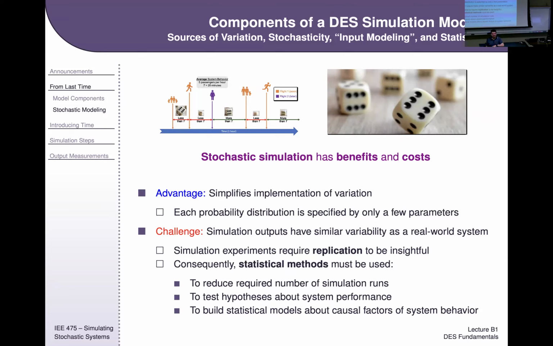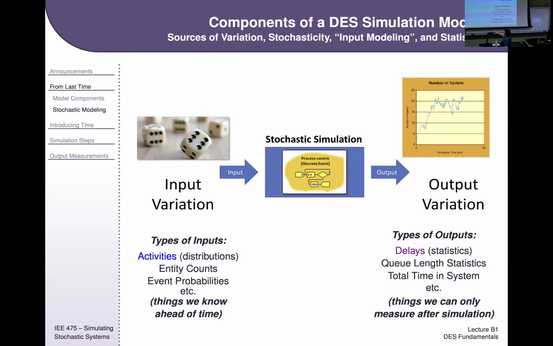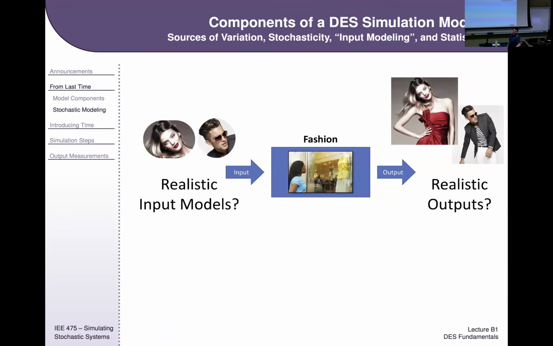We have to run them multiple times and then do stats. So we have to do a lot more work after the sim in order to make the sim simpler and also more realistic looking. Okay, so that's that. I've mentioned this before. The activities are inputs, delays are outputs. That's the reason why we call it input modeling.